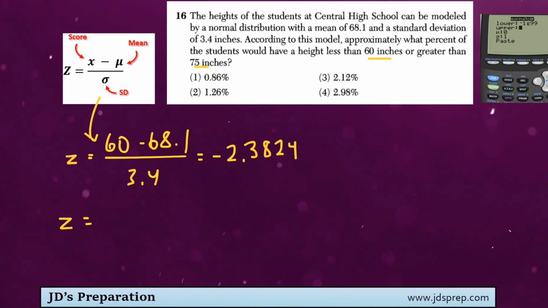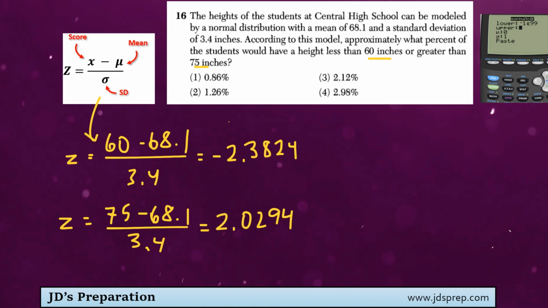Now let's figure out the z-score for 75 inches. We're going to do 75 minus our mean of 68.1, all divided by 3.4. And that gets us a z-score of 2.0294.